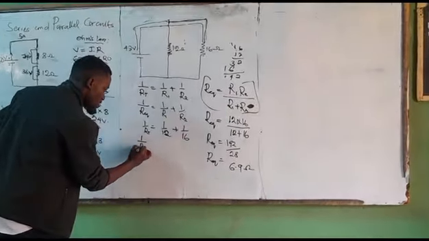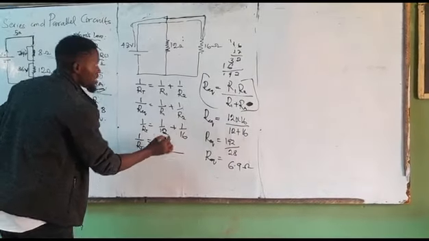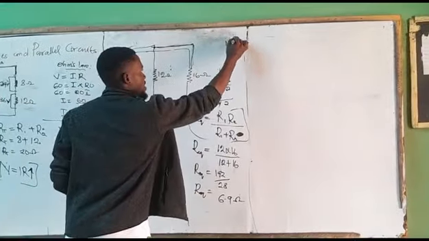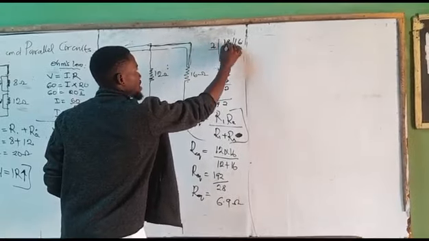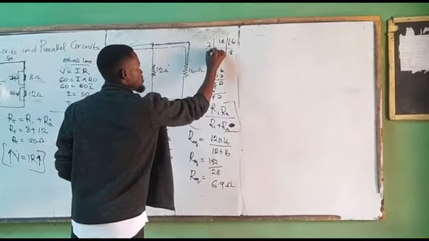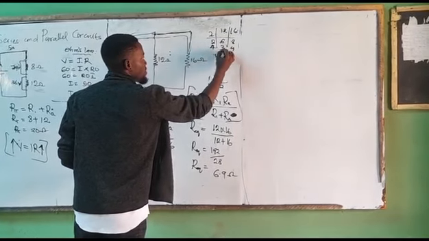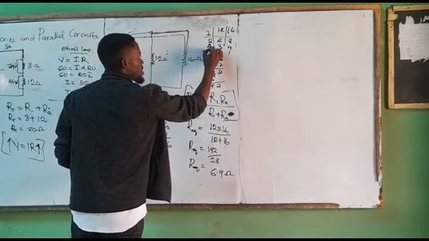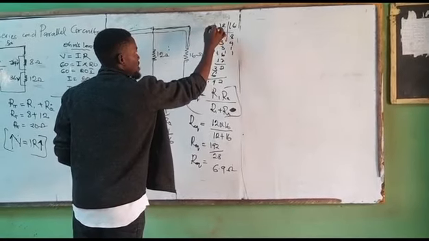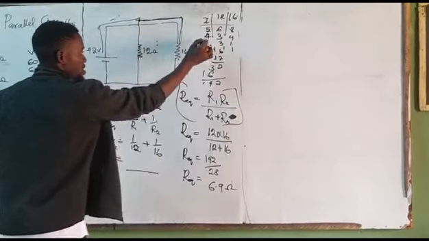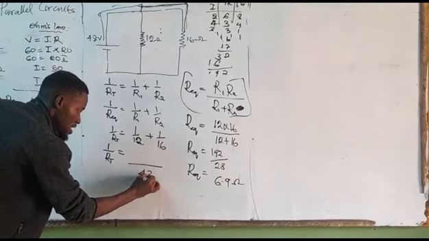We have 1 over RT equals to. Now the LCM of 12 and 16. So 12 is 2 times 2 times 3, and 16 is 2 times 2 times 2 times 2. So we have 2 times 2, 4. 4 times 1, 16. 16 times 3, 48. So our LCM is 48.